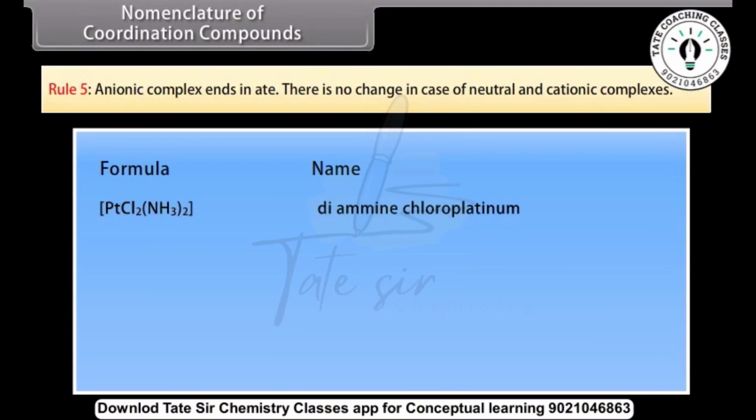Rule 5: Anionic complex ends in ate. There is no change in the case of neutral and cationic complexes. Rule 6: The oxidation state of the central metal is indicated by a Roman numeral in brackets.